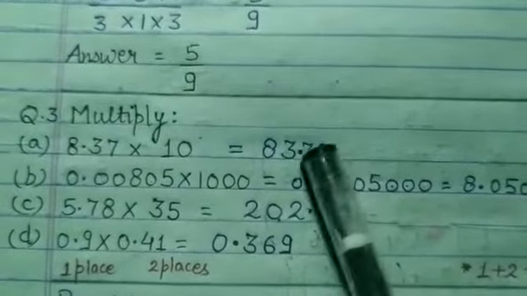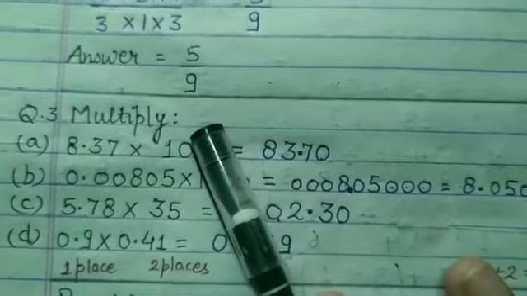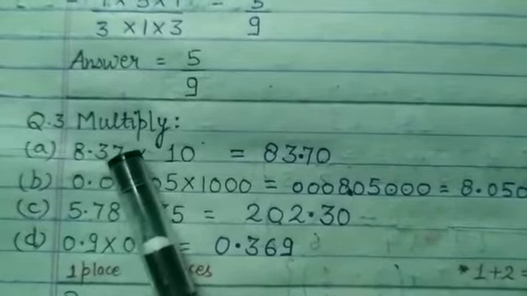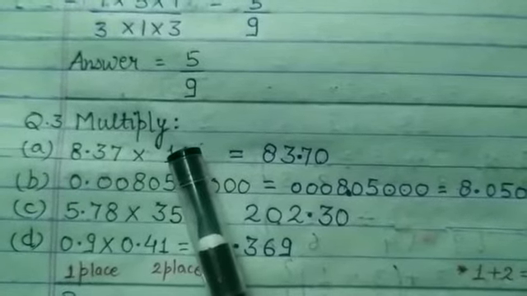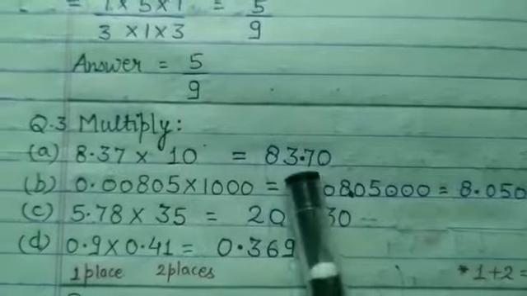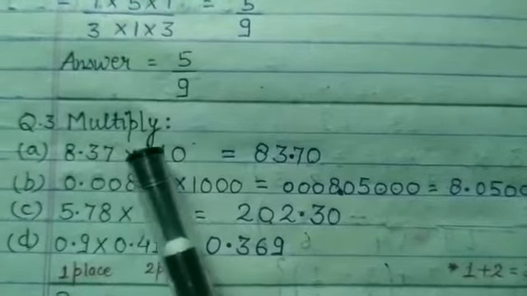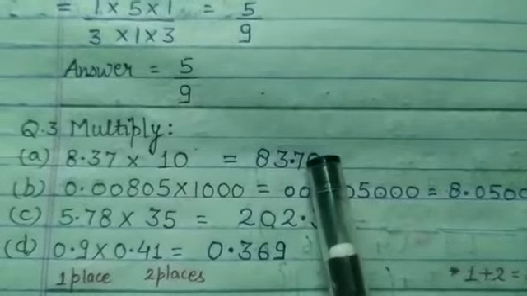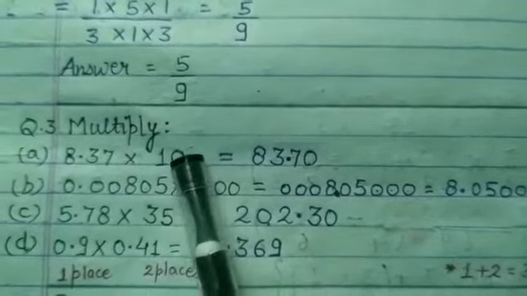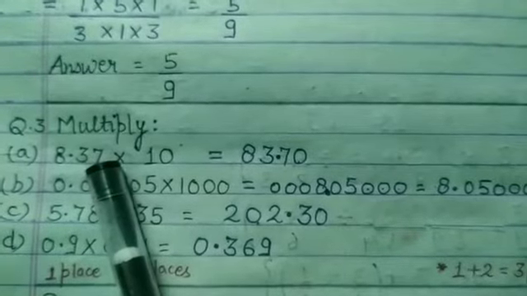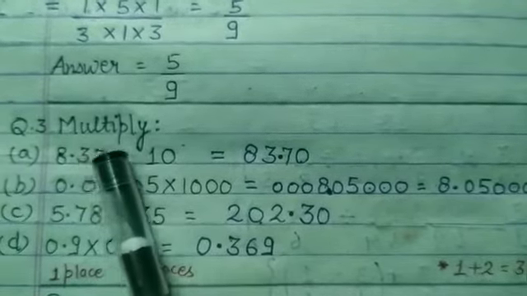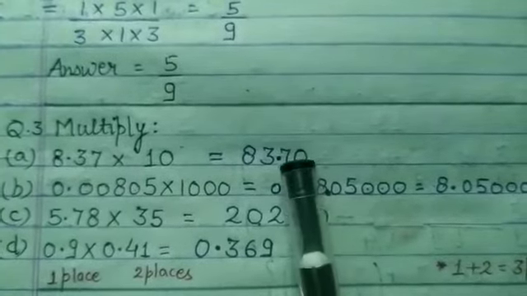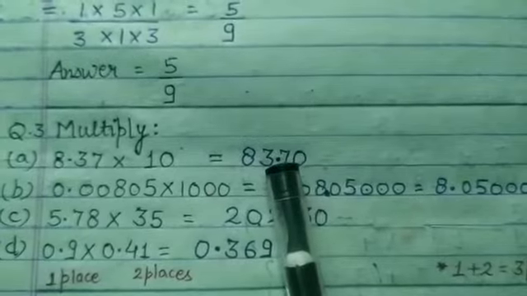Third question is based on the multiplication of decimal fractions. So the first part is 8.37 multiplied by 10. Here we can see 8, 3, 7 and 0. So we put here 8, 3, 7 and 0. Now the decimal is placed after two places, counted from the right side, 1 and 2. So the decimal will be here.